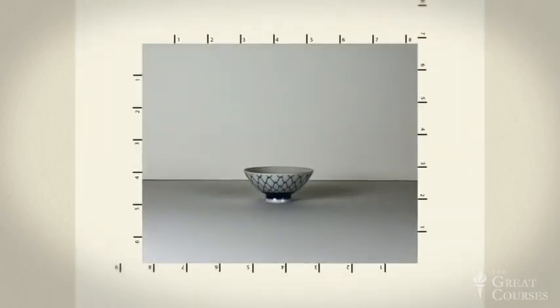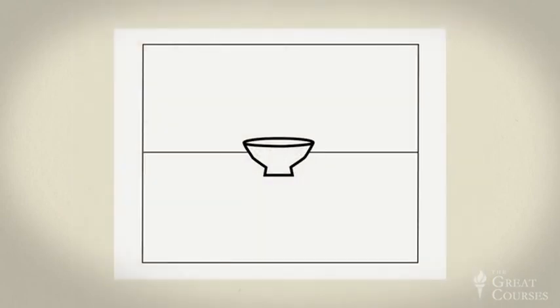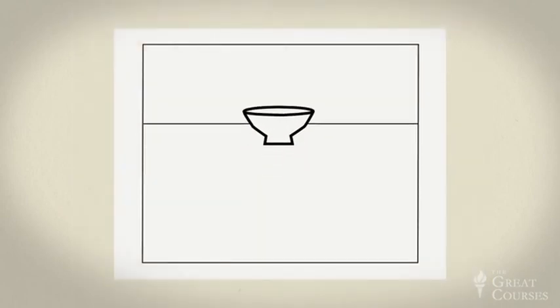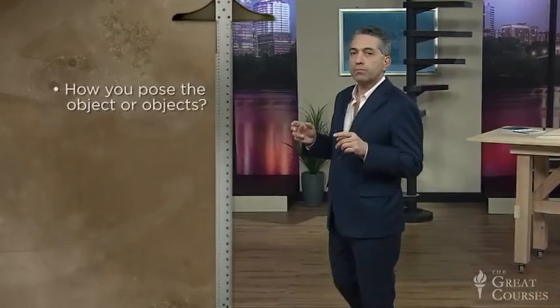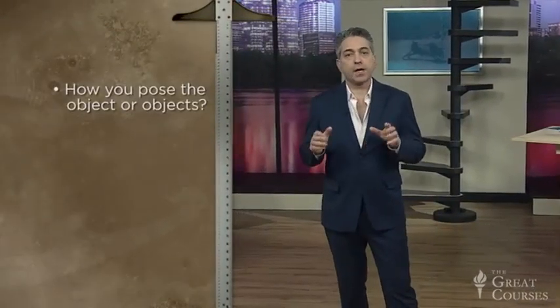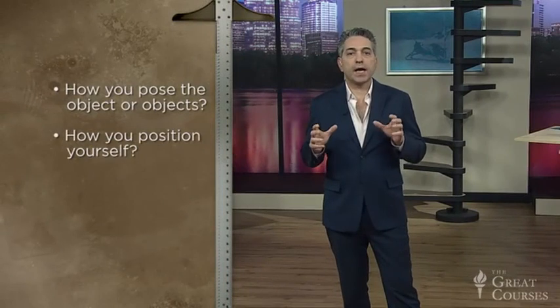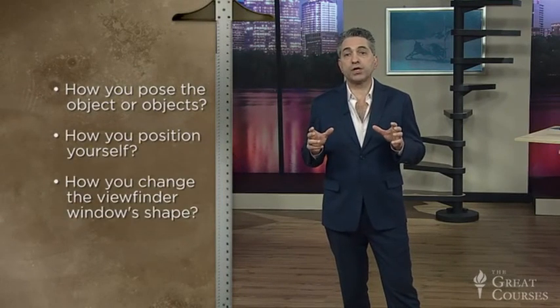Now try reframing to get a mid-horizon. After completing that drawing, do a high horizon. Each time you'll have to think about how you pose the object or objects, how you position yourself, and how you change the viewfinder window's shape. The viewfinder window shape will be the shape of your drawing.